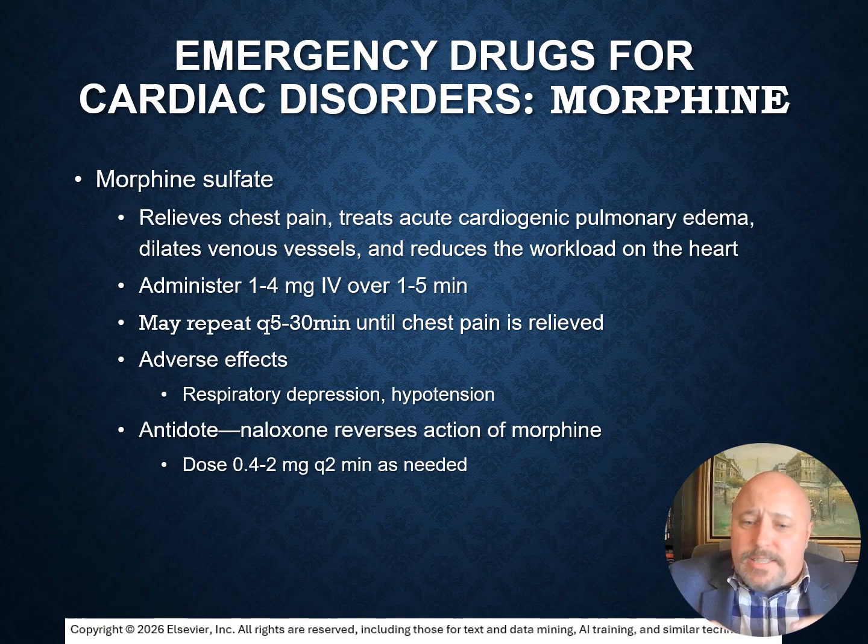Morphine is a small vasodilator as well, but our primary purpose here is the pain. An MI hurts. That chest pain can be severe. And when that patient's in pain, what happens? The body's stressed and it's demanding more oxygen. By removing that pain, we're lessening the oxygen demand from the heart.